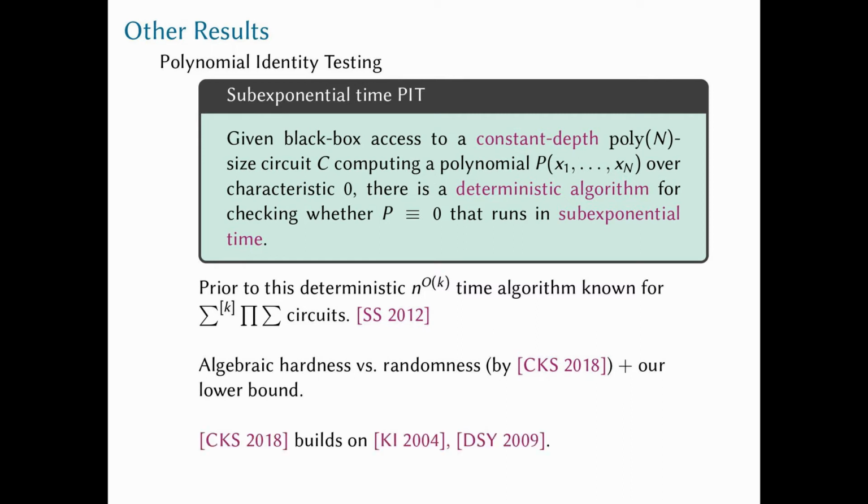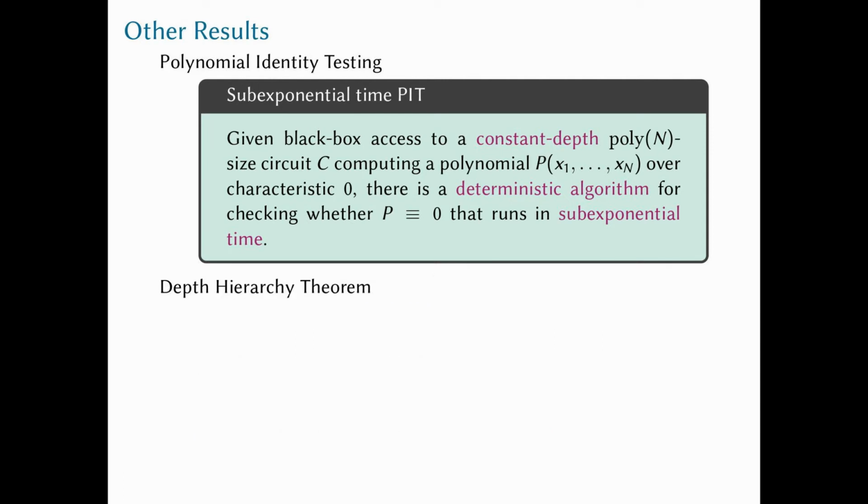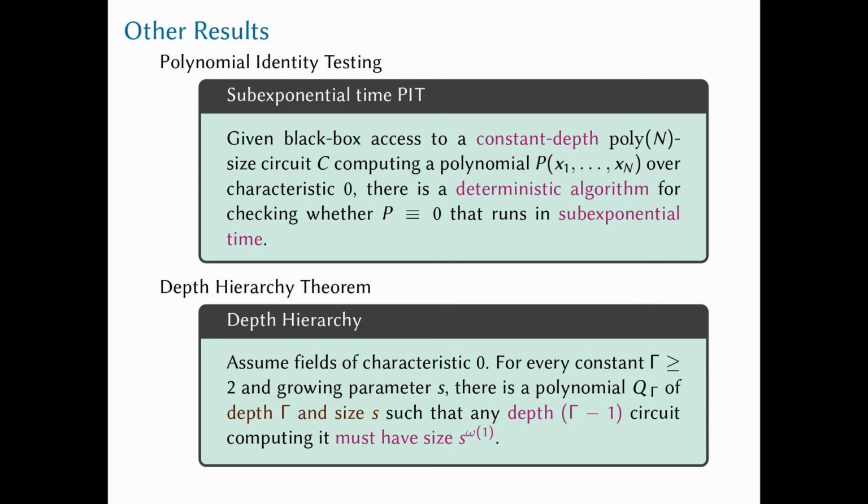This result is just a corollary of what was known. In fact, there are a lot of known results on the relation between hardness and randomness. If we just plug our result into this literature, we get exactly this subexponential time PIT. Another result I wanted to mention is that we can even get a depth hierarchy theorem. It means that for any depth gamma, we can find a polynomial which can be computed in depth gamma in size s, and such that if we want to compute it in depth gamma minus 1, so we just decrease the depth by 1, we need a superpolynomial size with respect to s.